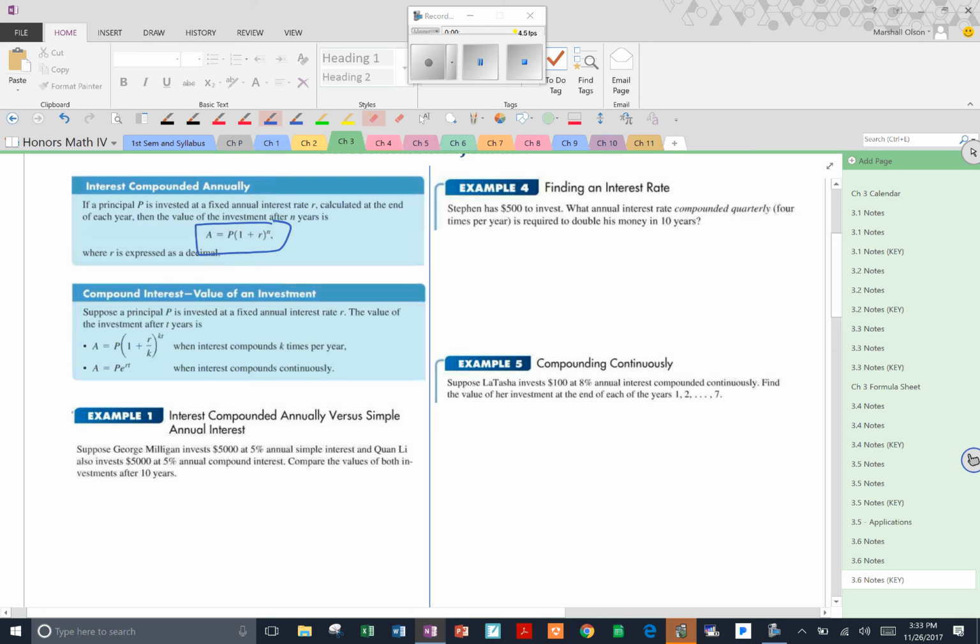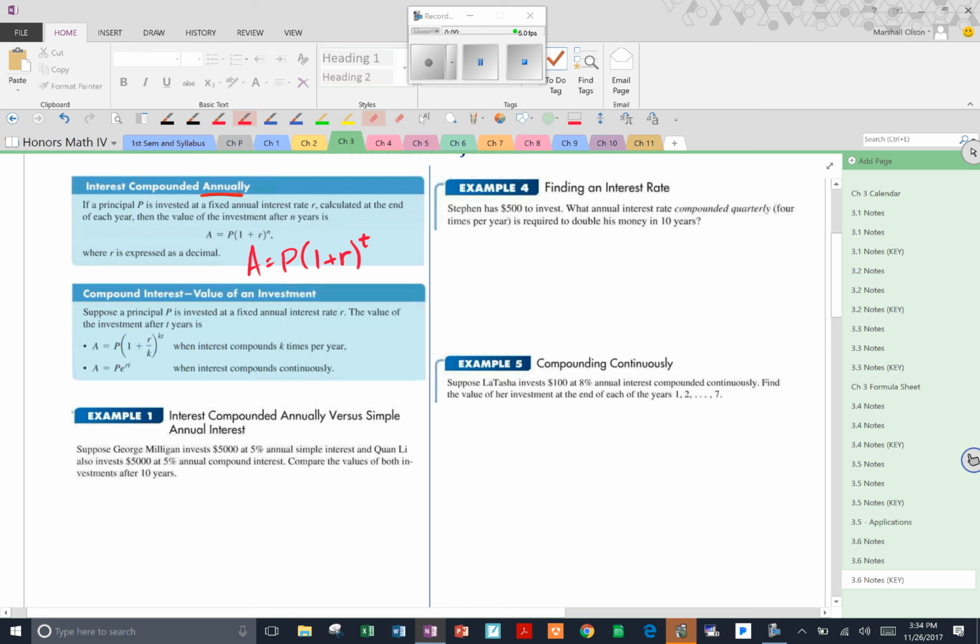And so when we have compound annual interest, we are basically using our growth formula. We normally have used a T here for time in years. So the formula that you are used to is A equals P times (1 plus r) to the T. That's if it's compounded annually.